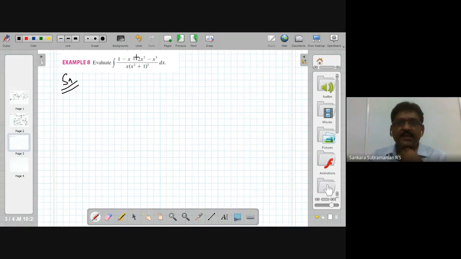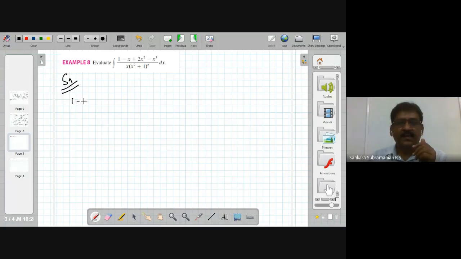You see the numerator and denominator degree. That is what we should look at first. The highest degree in the numerator is 3. In the denominator, x into x square plus 1 whole square, the maximum degree is 5. So since the degree of the denominator is greater than the degree of the numerator, we can keep it as it is; there is no need to divide. Next we shall go for the rule.